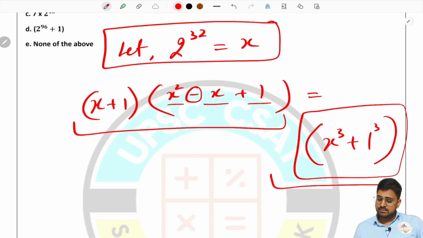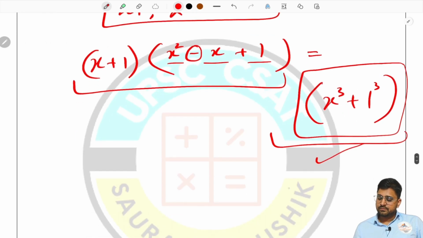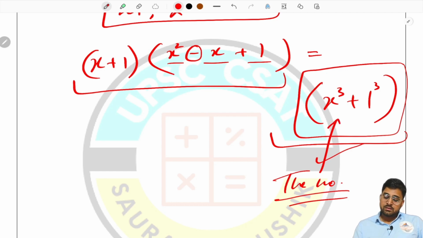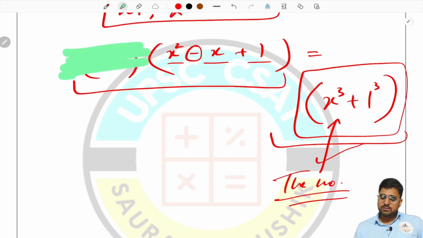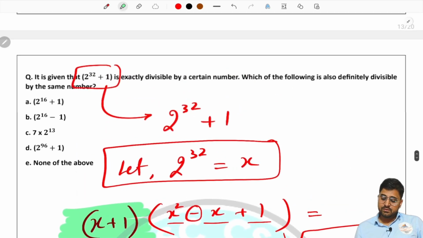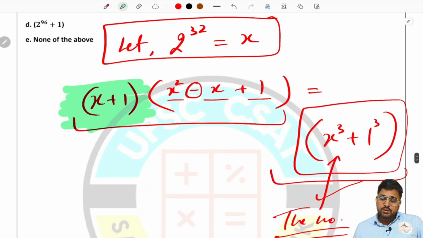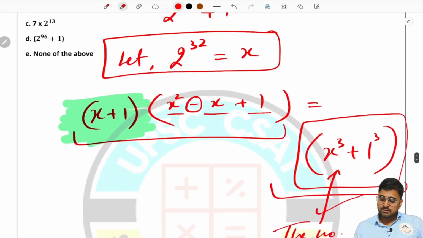The number is this. This is the number we are talking about. This is a component which is completely divisible. This one. Now the question is solved. Just put the value of x, this one, into this one. You will get the answer.